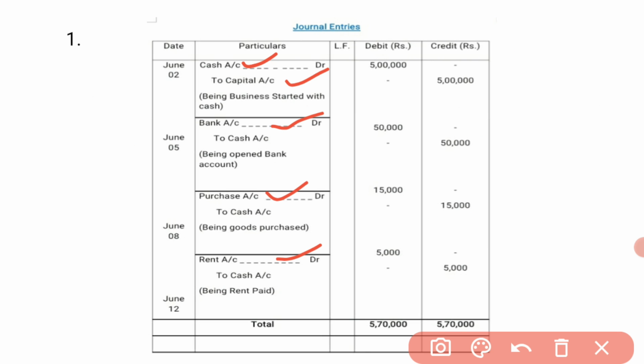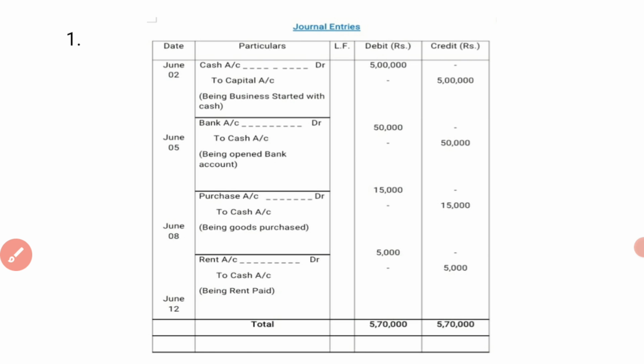One is cash account, capital account, bank account, purchase account and rent account. These are the necessary ledger accounts you are going to prepare now. Okay. So let us see one by one. First you are going to prepare cash account. So first you have to prepare cash account.